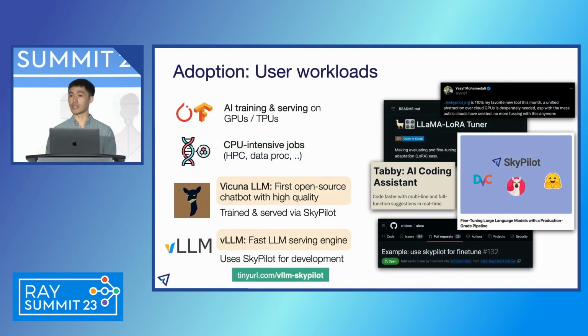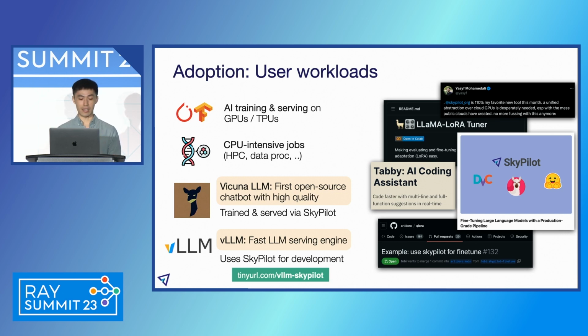So what workloads are users running on SkyPilot? A major workload is, of course, AI training and serving. And they are doing it on both GPUs and TPUs. Users are also running CPU-intensive batch jobs. So these are like data cleaning, data processing of training data, high-performance computing, and so on.